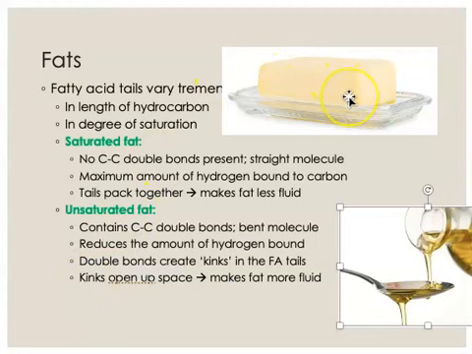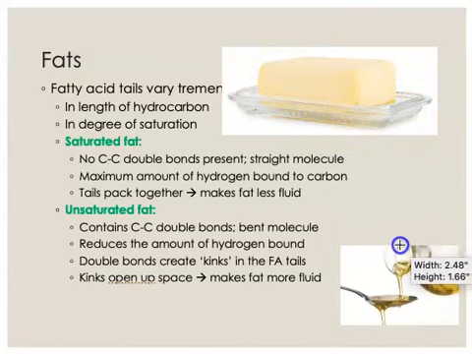So, saturated fats, no double bonds, less fluid. Unsaturated, carbon-to-carbon double bonds are present in the tails, lots of open space, more fluid.